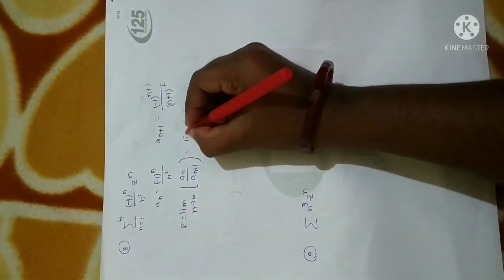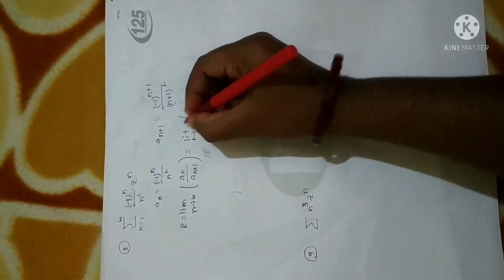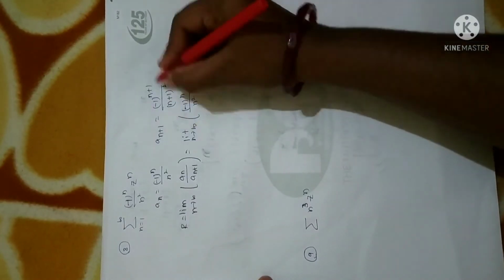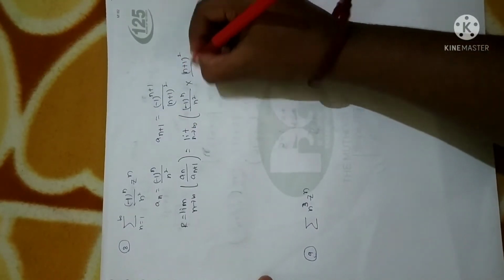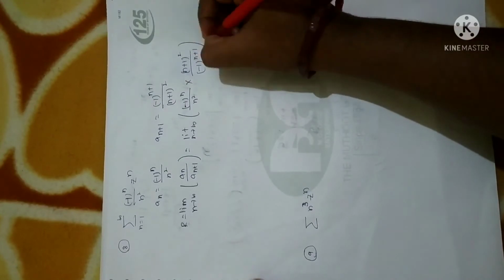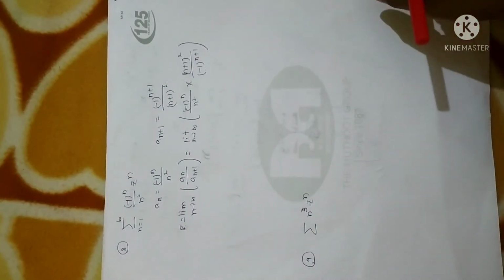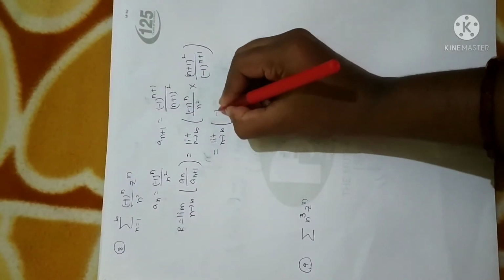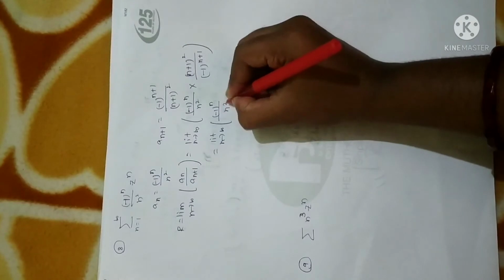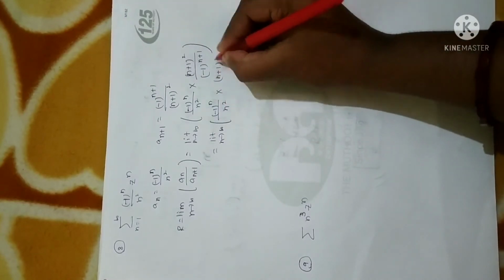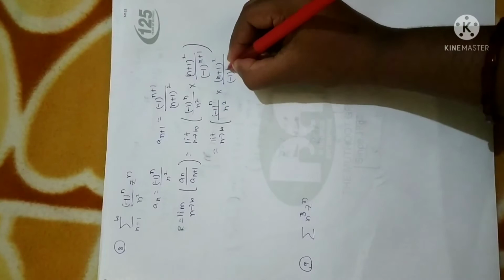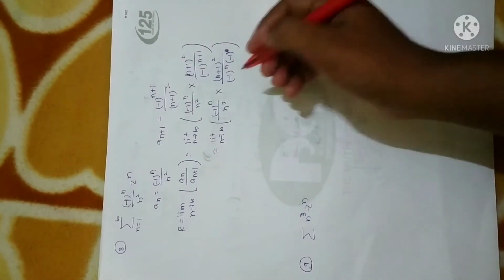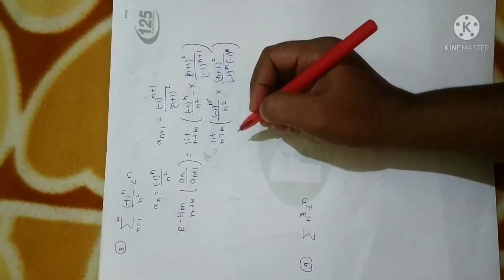Now, let me substitute. Limit as n tends to infinity, an is (-1)^n divided by n squared. I'll just reverse it. If you want, you can substitute in one more step: (-1)^(n+1). Fine. Now, let me split the denominator. So I can write this as limit as n tends to infinity of (-1)^n / n^2 times (n+1)^2 divided by, and this term can be written as (-1)^n times (-1)^1. Anyhow, (-1)^1 you can write as it is.